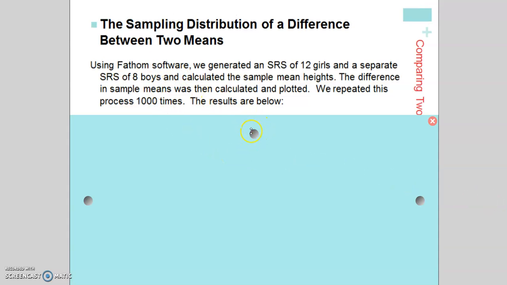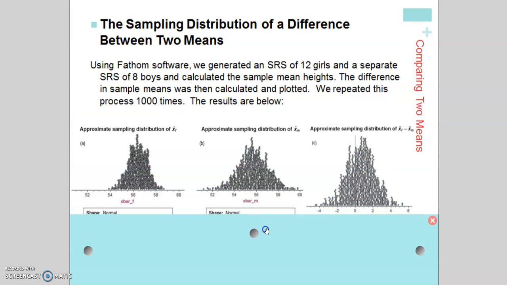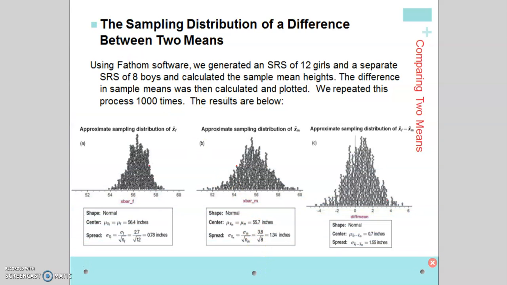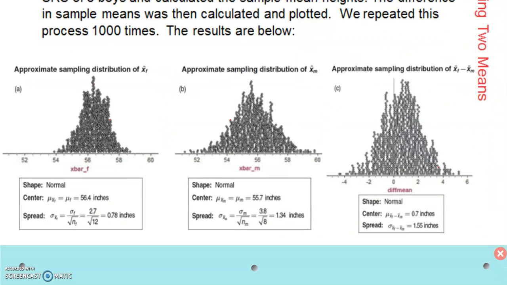So we can simulate this. We repeated this 1,000 times and we got the following. So let's take a closer look here. Here are the means each time when we sample 12 females of age 10. You can see these are all the different means that I got. The center of all these means is 56.4, and the standard deviation is exactly what we'd expect, 0.78, using that formula. For boys, the mean is 55.7, and still a slightly larger standard deviation, as we expect.